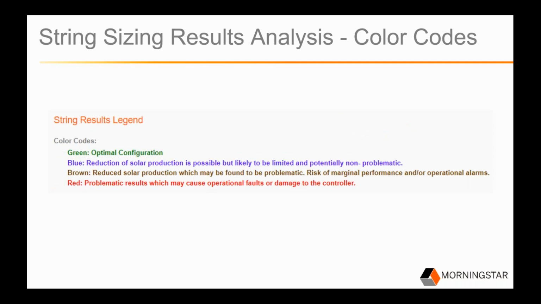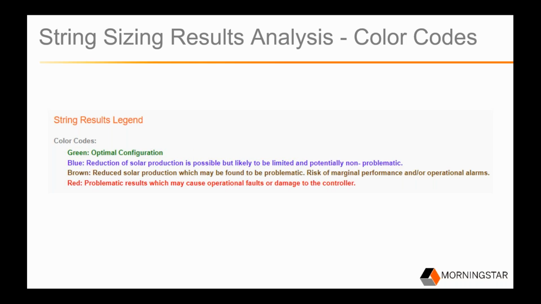Below the table on your results page is the string results legend. Here's more information about the color codes. Green indicates an optimal configuration. Blue indicates that reduction of solar production is possible, but likely to be limited and potentially non-problematic. You can see that the list goes from optimal to most problematic.